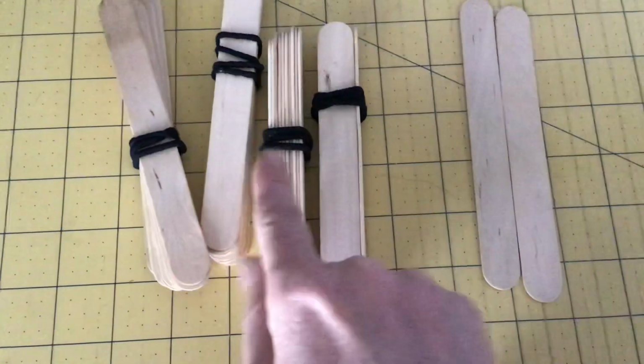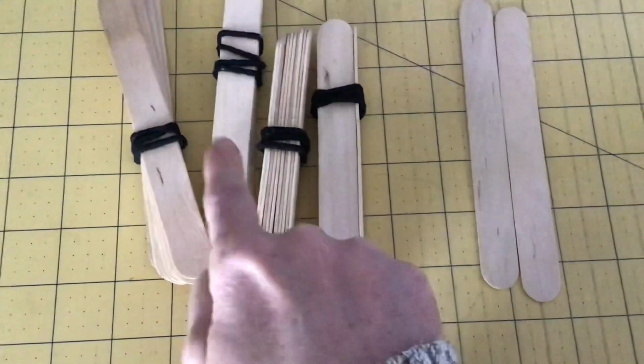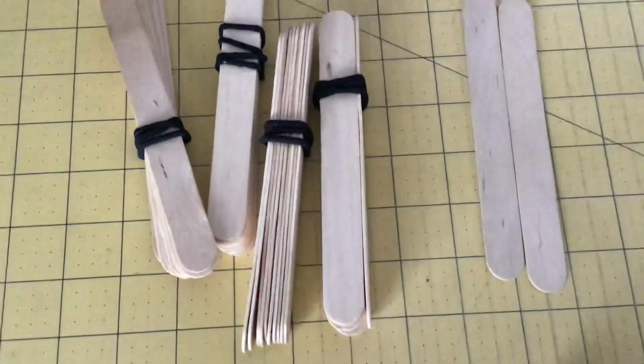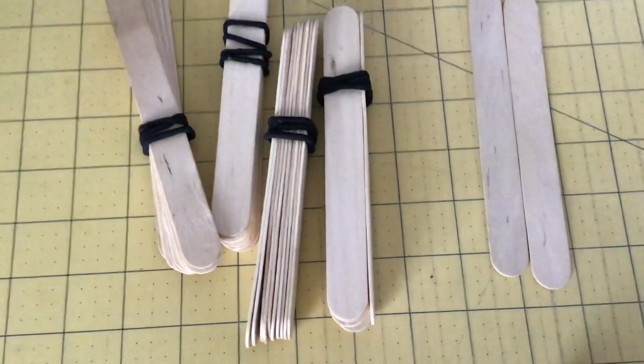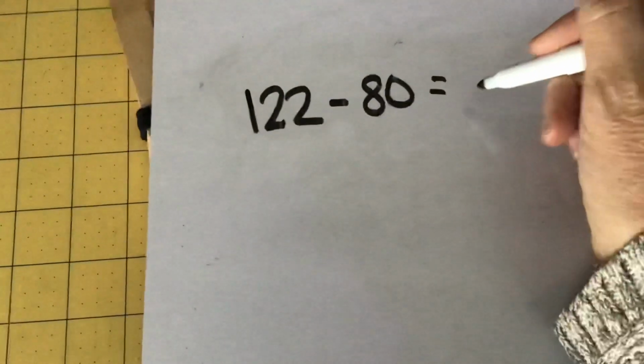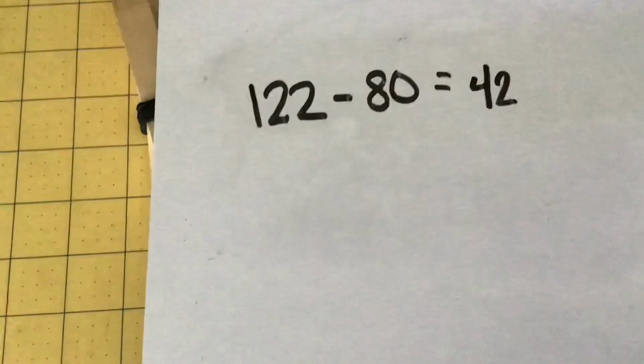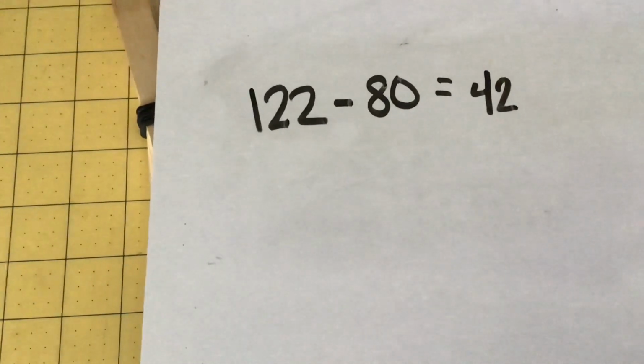1 ten, 2 tens, 3 tens, 4 tens, which if I count them by tens, 10, 20, 30, 40, and 1 2. So I have left 4 tens, 2 ones, so 122 minus 80 is 42.